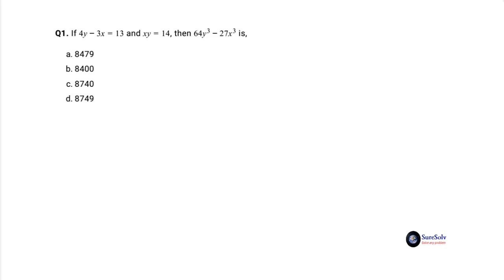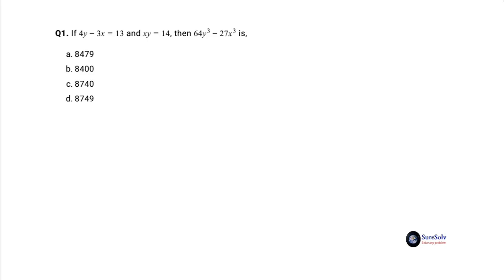Question 1 is, if 4y minus 3x equal to 13 and xy equal to 14, then 64y cube minus 27x cube is option A 8479, option B 8400, option C 8740 and option D 8749.